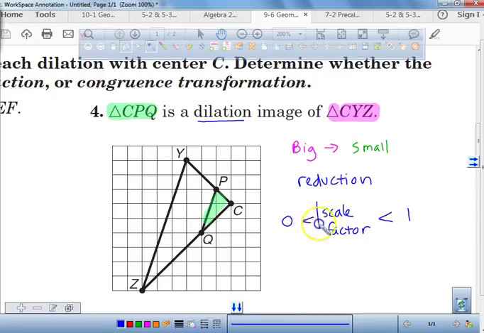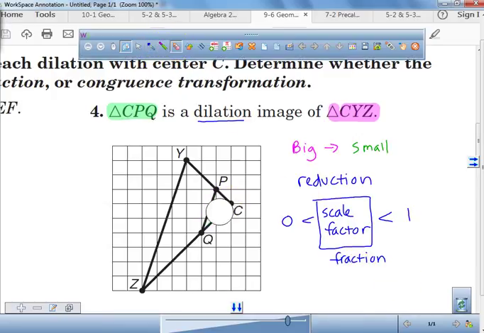So our scale factor that we find for this problem, what does it have to be? It has to be a reduction, yes, but it has to be a fraction. Now a fraction is where the numerator is going to be smaller than the denominator, right? So it's not going to be an improper fraction, it's going to be just a regular fraction. So how in the world can I figure out what that is going to be?